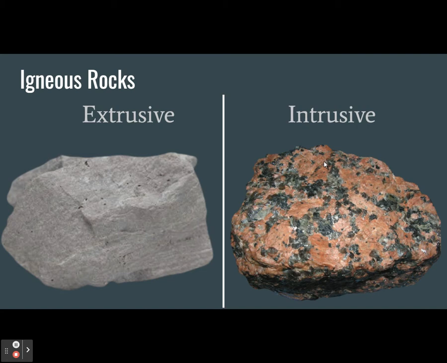To contrast, on the right side, we have an intrusive igneous rock with all these crystals all over, these nice and large crystals. The intrusive rock cools on the inside of the earth where it's still relatively hot, and it takes a long time for it to cool down. Because it takes a long time to cool down, there's a lot of time for these crystals to grow into these nice large shapes. So extrusive, no crystals. Intrusive, has crystals. Extrusive, cools fast. Intrusive, cools very slowly.